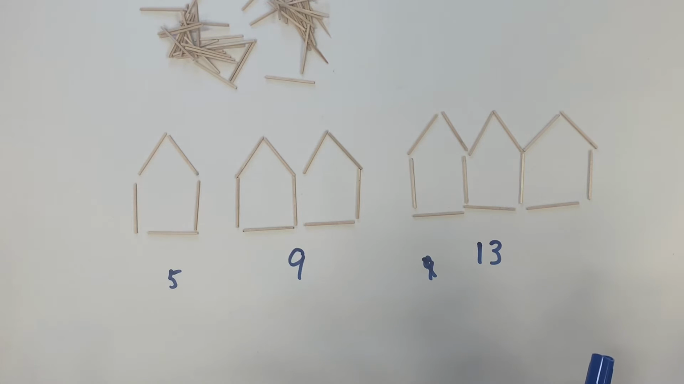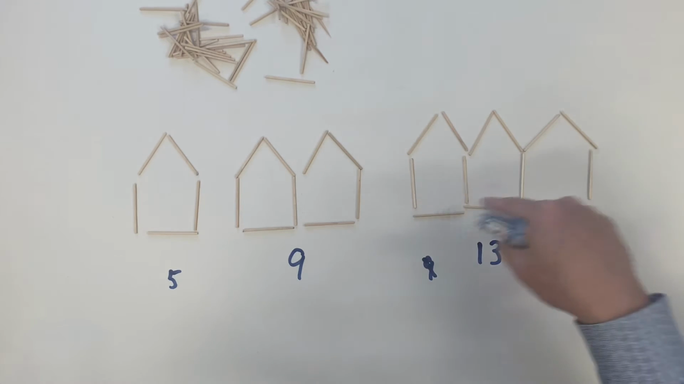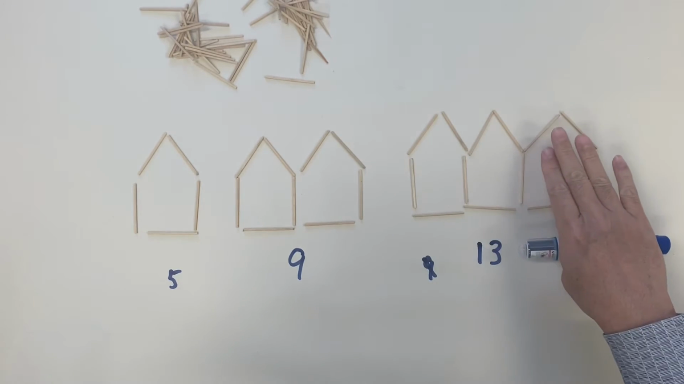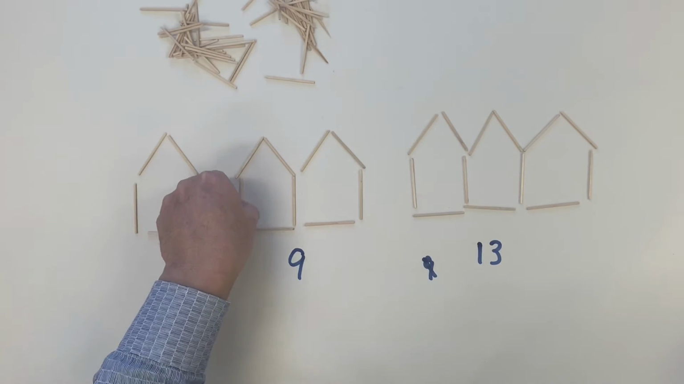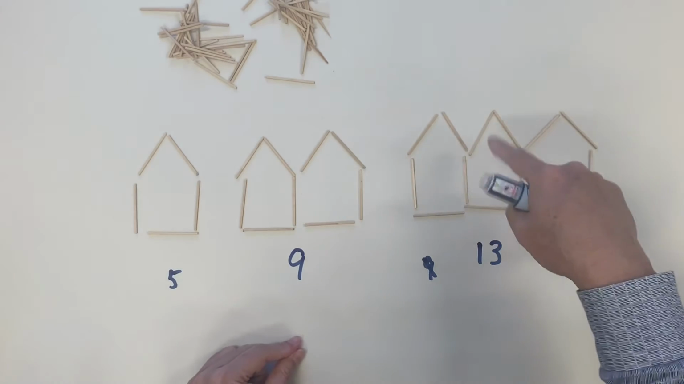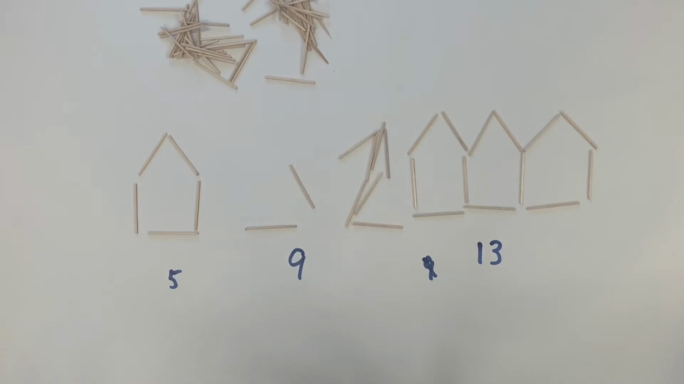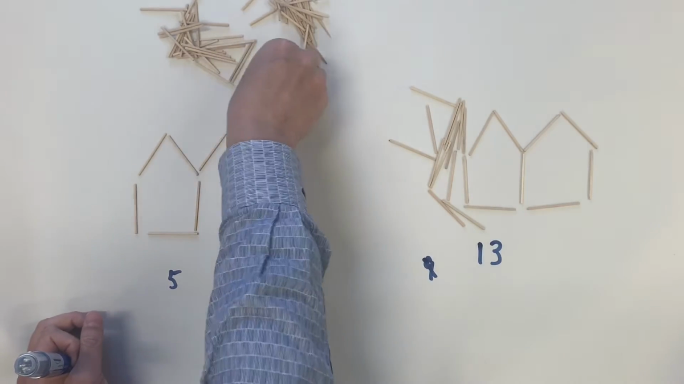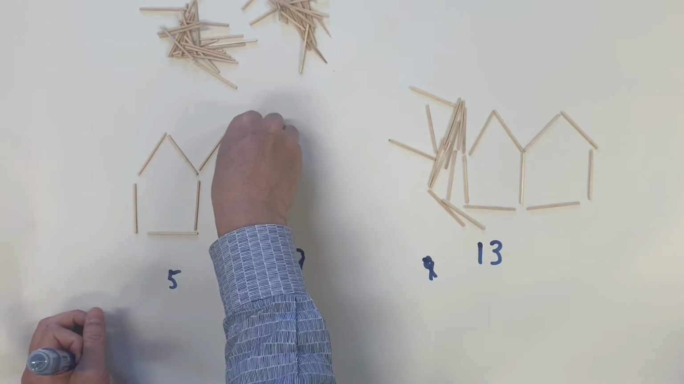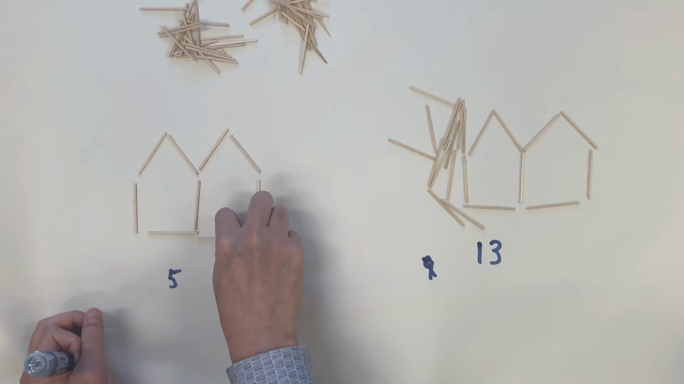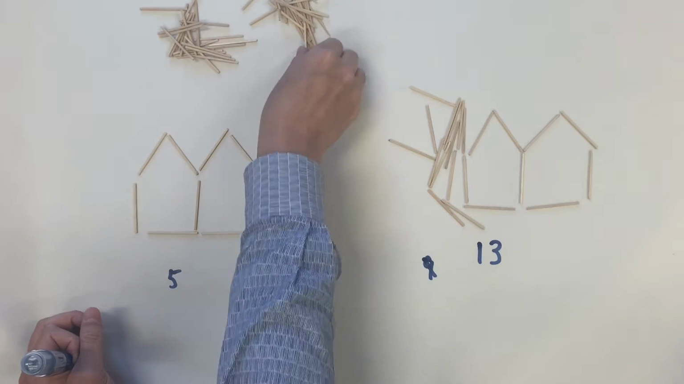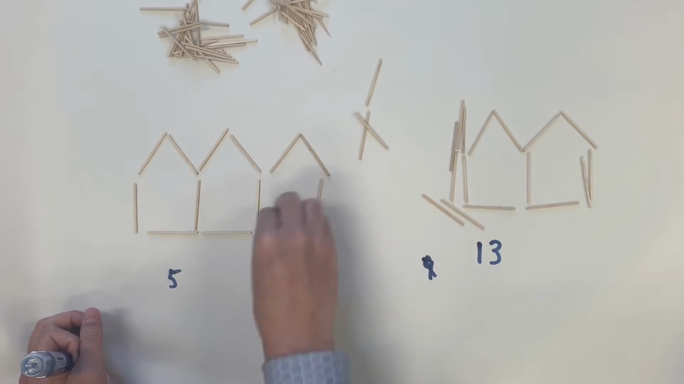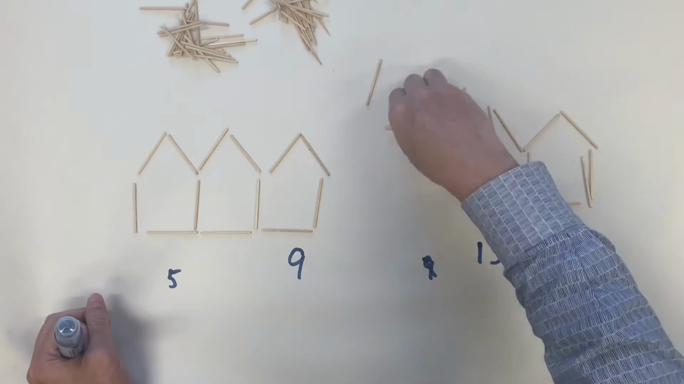Now, have you realized when you extend the house, I'm adding 4 sticks at a time. So the next house, which should have like 4 houses together, must be 4 more than the last one. So this is the first one. The second one, 5 to 9. And 13. Then add 4 more.